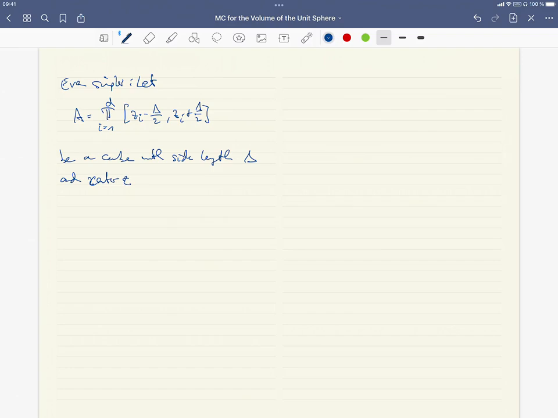Well, for this we can say something. Since the volume of A is just equal to delta to the power d, we get that the variance of the characteristic function of g is simply 1 over delta to the power d minus 1. So I have something that depends exponentially on the dimension again.